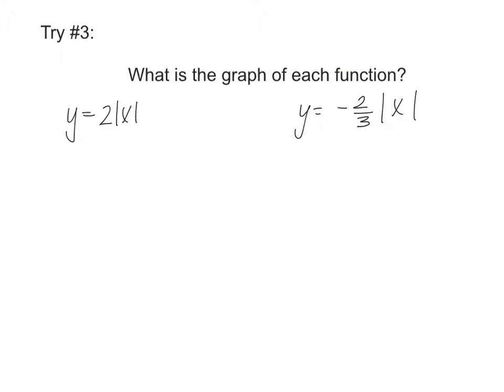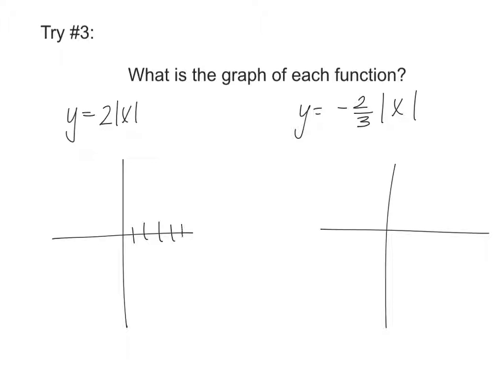We're going to try these last two, and again, they're pretty simple. Both are going to start at the origin, because we don't have any number that comes right after the absolute value symbol as a y-intercept, and we don't have another number inside the absolute value symbols with the x. So again, they're starting at the origin.